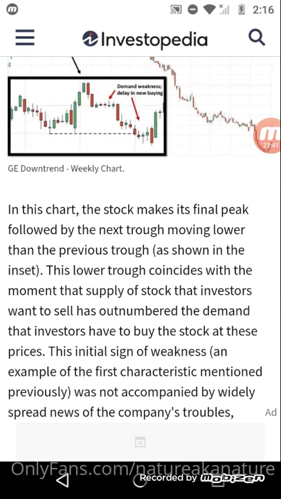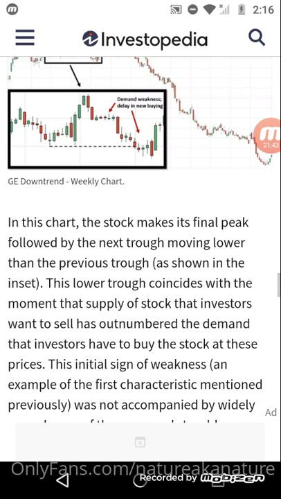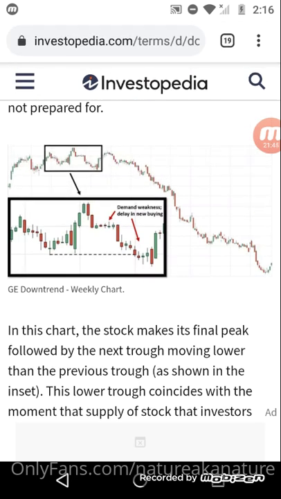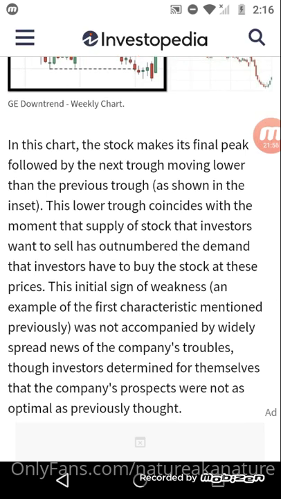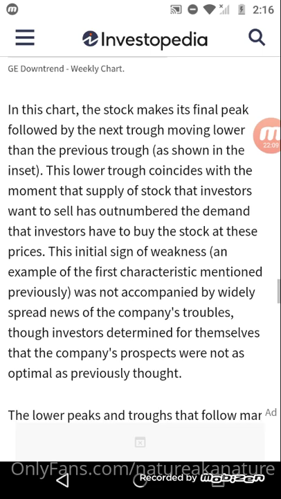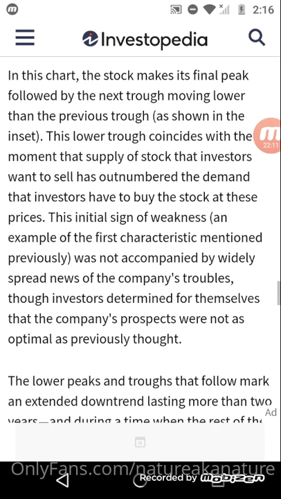So this lower trough coincides with moments when the supply of the stock, the investors who want to sell, outnumbered the demand, the investors who wanted to buy the stock at these prices. This initial sign of weakness is an example of the first characteristic mentioned previously. So we also had the news. We knew this from the news.